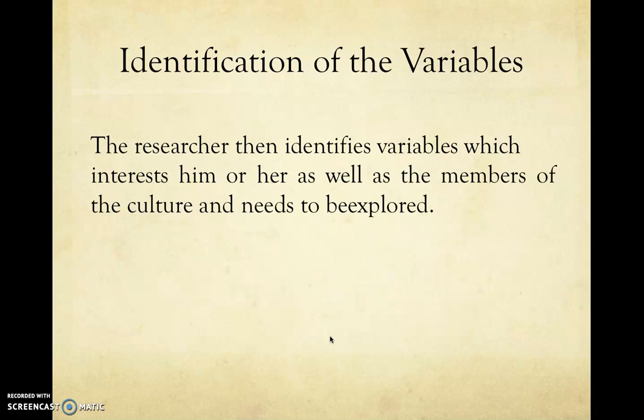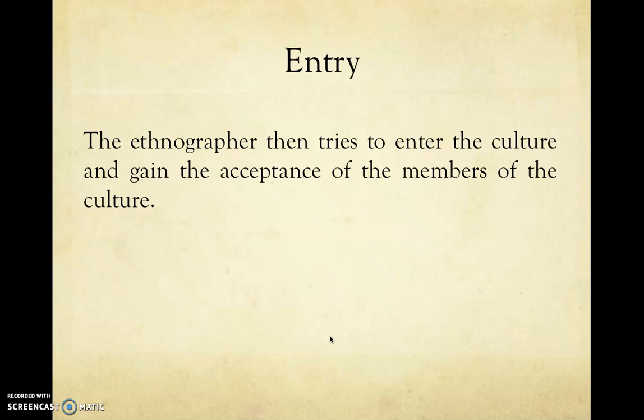Identification of the variables. The next step, the researcher then identifies variables which interest him or her as well as the members of the culture and need to be explored. Entry. At that stage, the researcher enters the particular culture and gains the acceptance of the members of the culture.